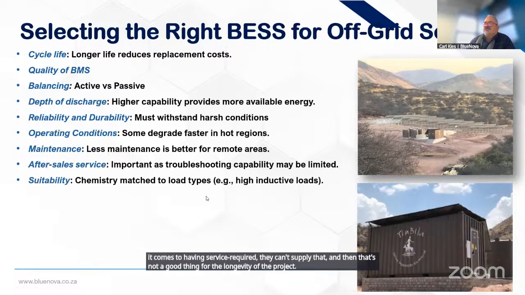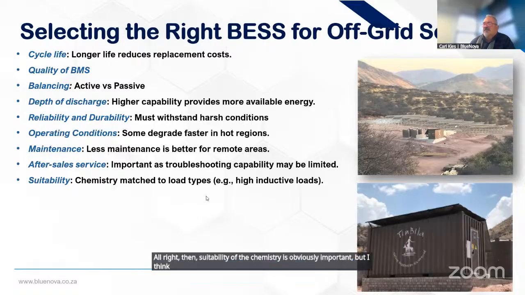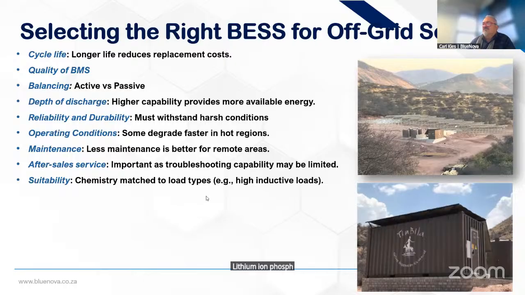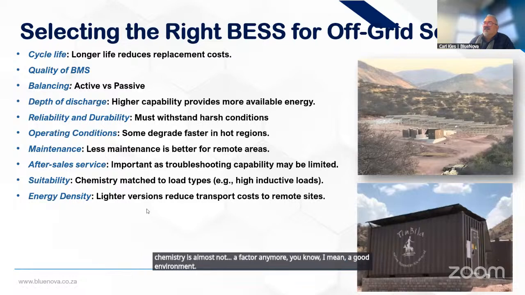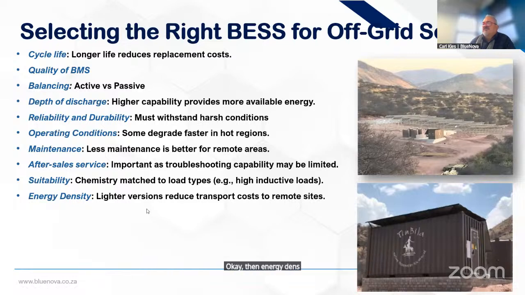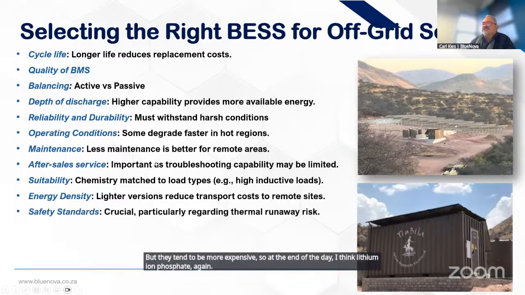All right, then suitability of the chemistry is obviously important, but I think nowadays lithium iron phosphate is so dominant in terms of all these aspects that the chemistry is almost not a factor anymore in a mini grid environment. Okay, then energy density is important from a point of view that lighter versions are easier to transport, but they tend to be more expensive. So at the end of the day, I think lithium iron phosphate, again, is a very good compromise.